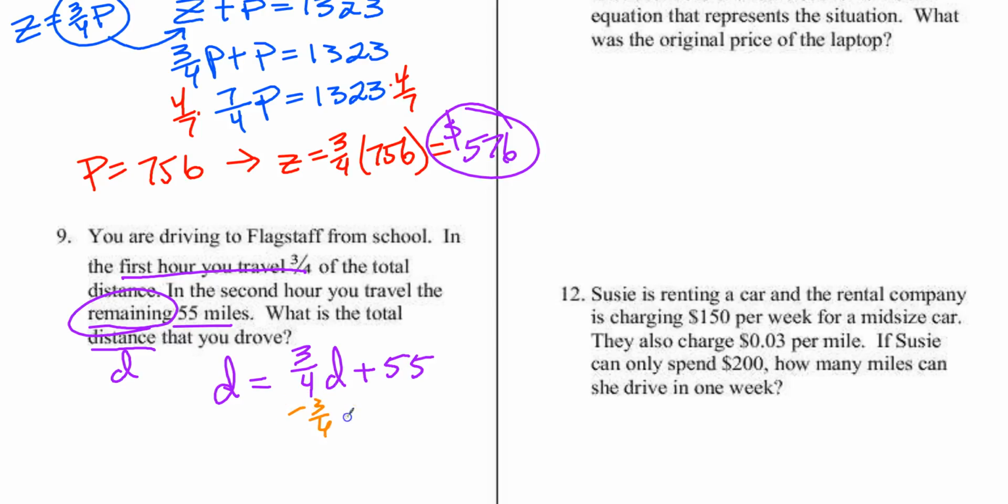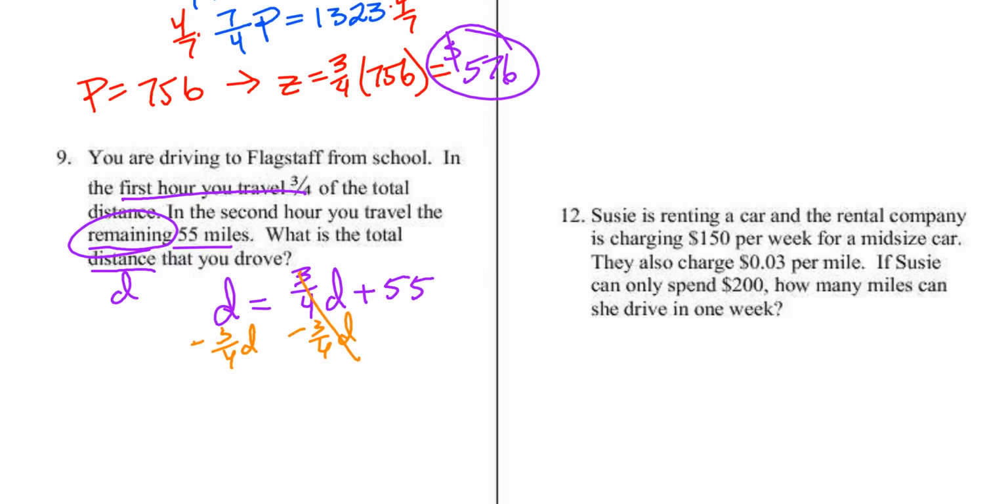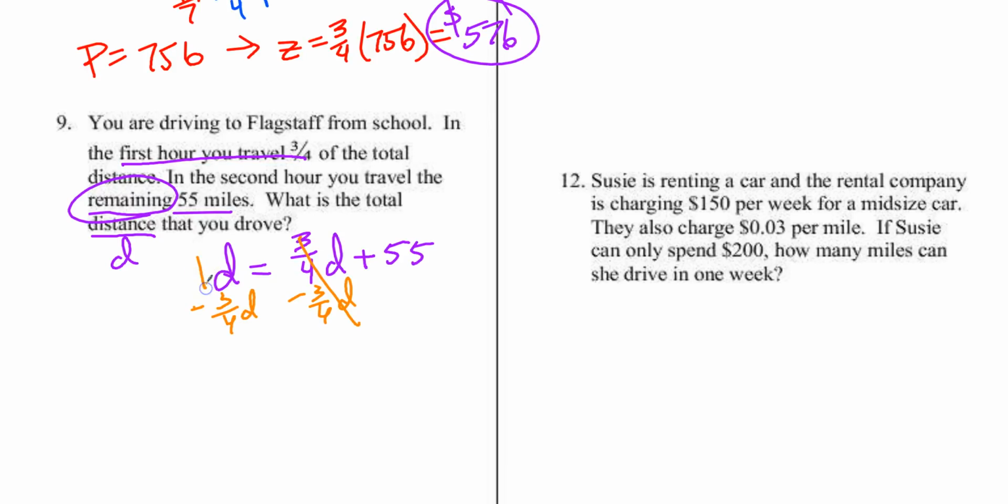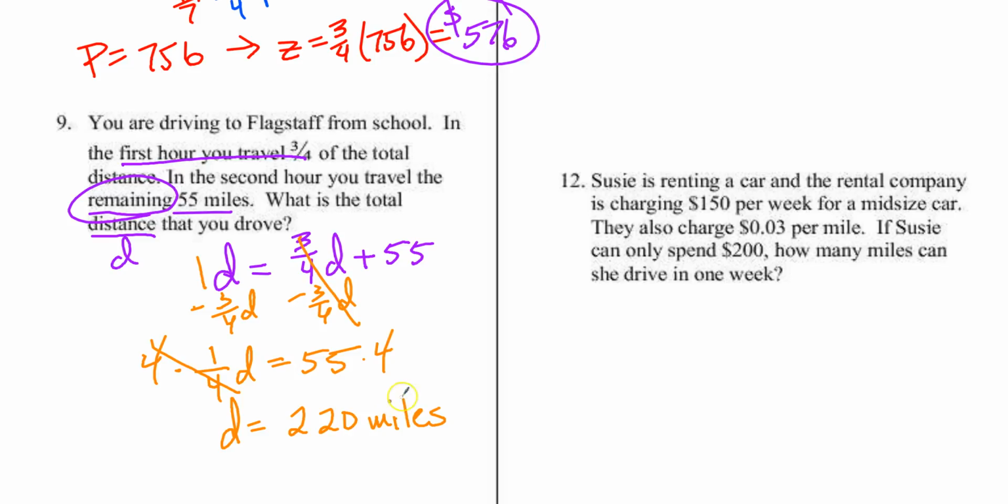Subtract the 3/4 d. So those cancel out, and we are going to be left with 1d minus 3/4 d leaves us with 1/4 d. That's equal to 55. Multiply by the reciprocal, which in this case is just 4. So d is equal to 220 miles.